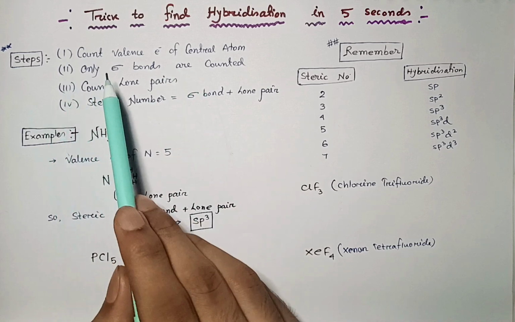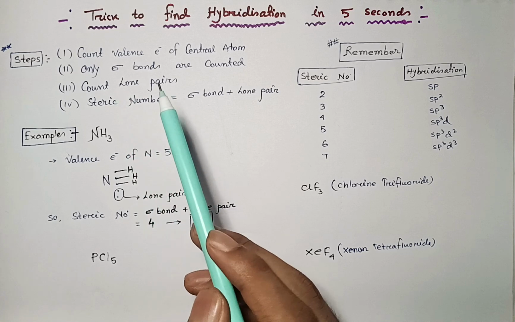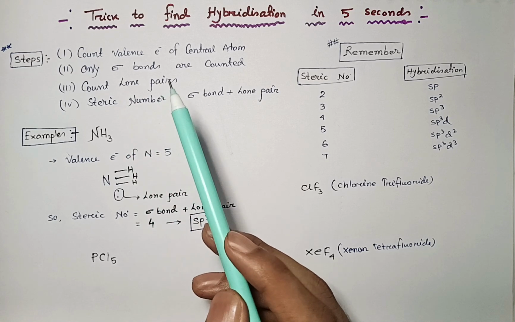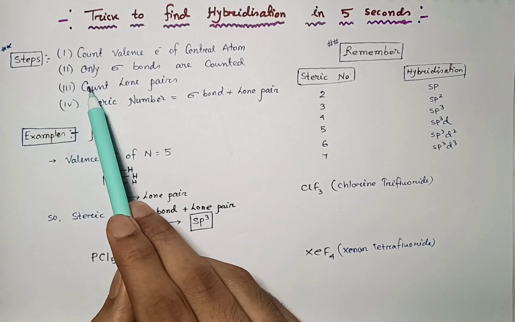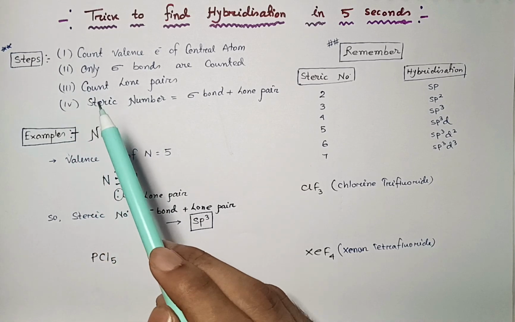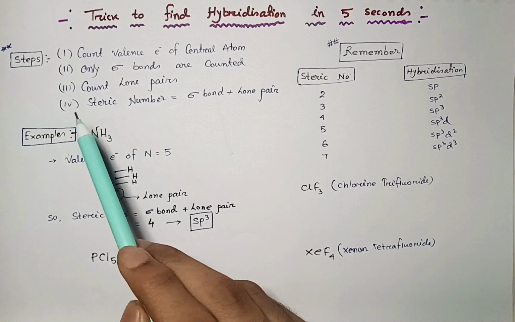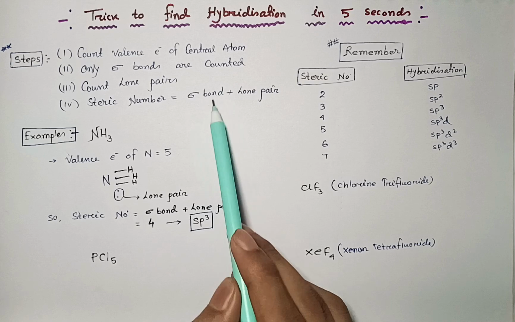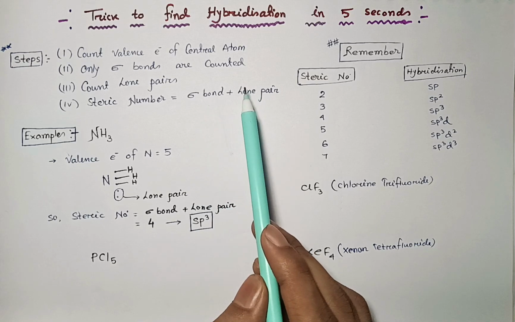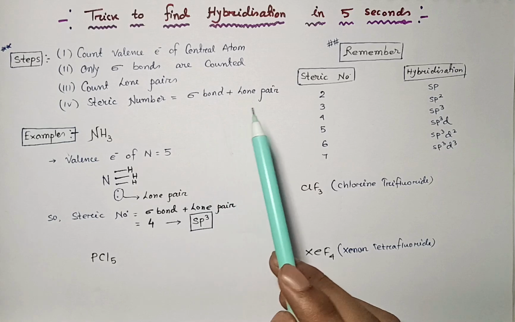The next step is that only sigma bonds are counted. This means if you find any pi bond, then you need to exclude that pi bond in calculating the steric number. And then the next step is to count lone pairs. This means if any lone pairs are there, you need to count them for the steric number. And the last step is that steric number is a summation of sigma bonds and lone pairs. You just need to remember what the steric number is. It is a summation of sigma bonds and lone pairs.